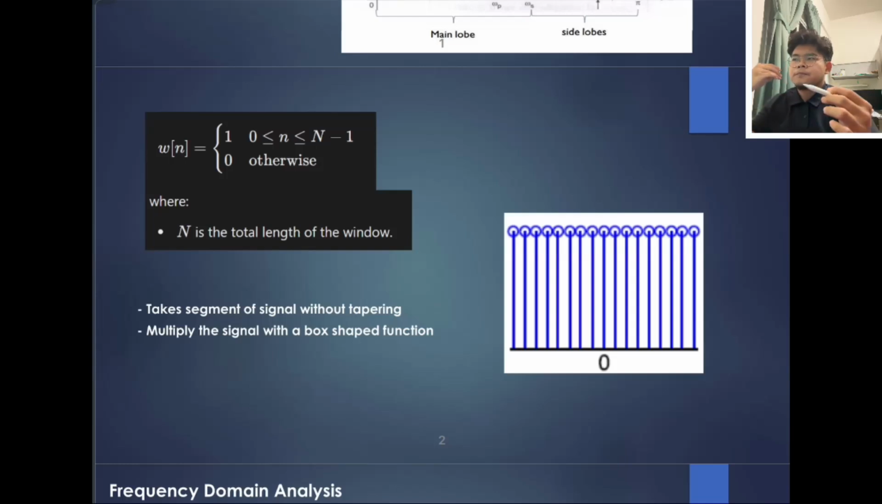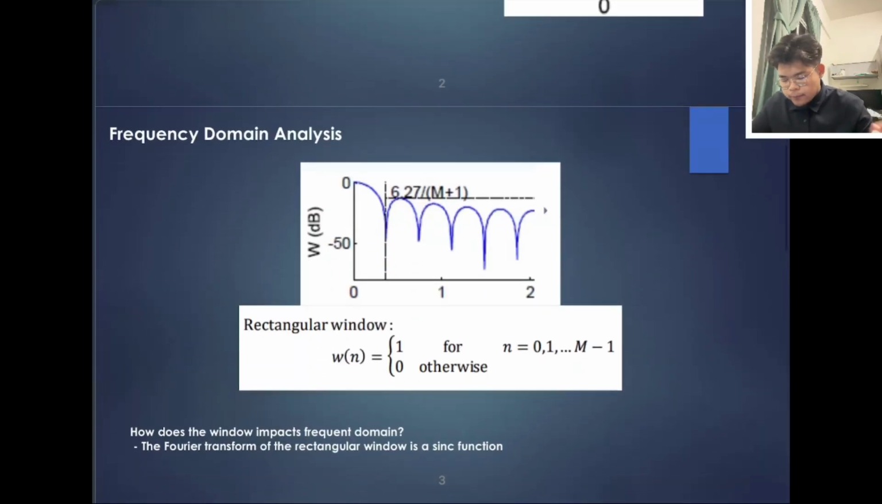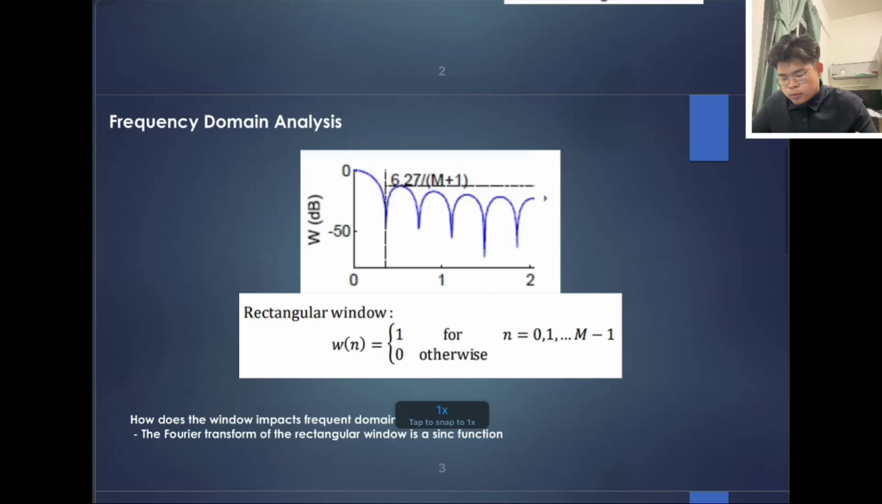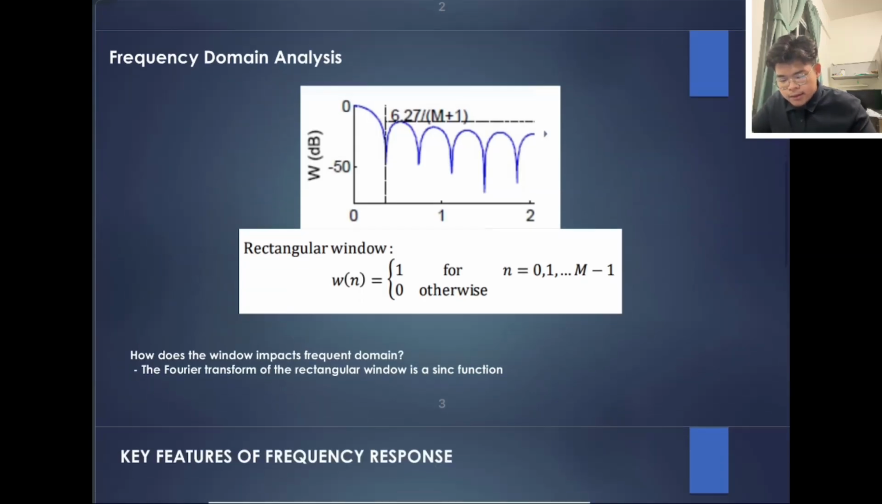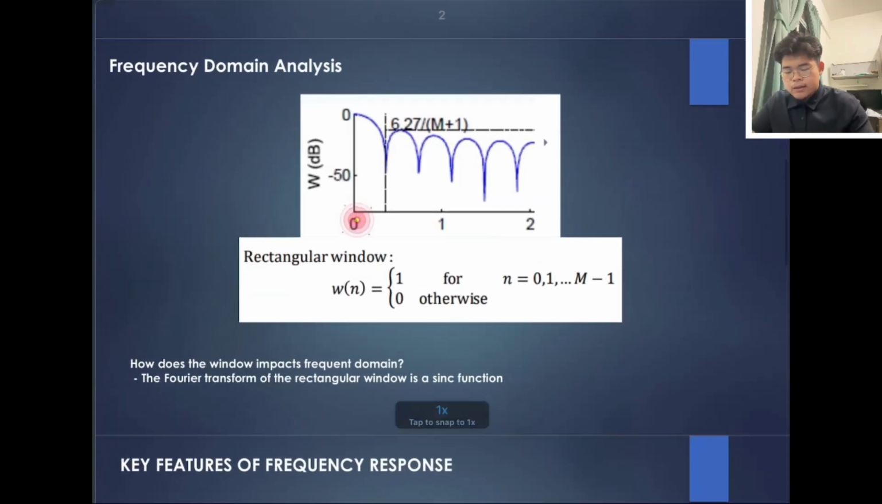Basically it multiplies the signal with a box-shaped function, as you can see on the screen right now. It usually selects segments without applying any weighting or tapering to the edges. Now we move on to the frequency domain analysis. This is the graph for the main lobe and the side lobe for the rectangular window, with values.